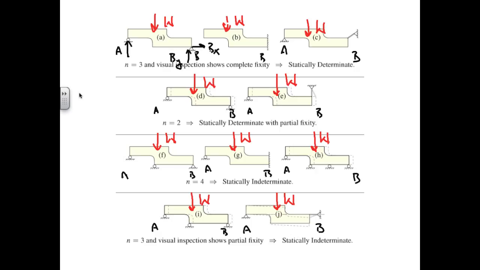How do we know there is complete fixity? There are two approaches to this. One is to try to imagine the body undergoing translations and rotations without violating its constraints. The structure can't translate as a rigid body without violating the pin support reactions at B.